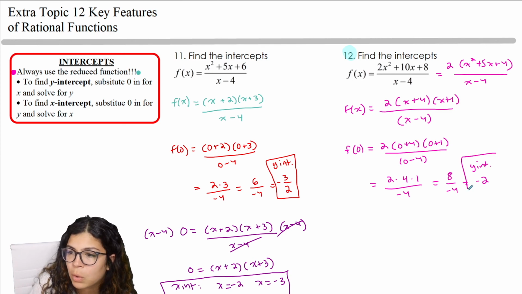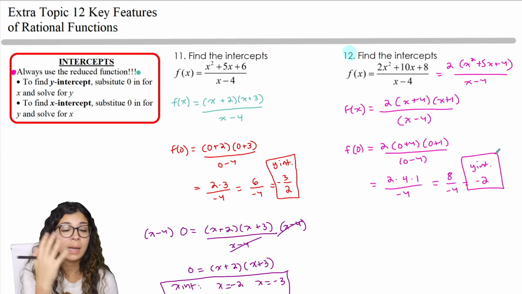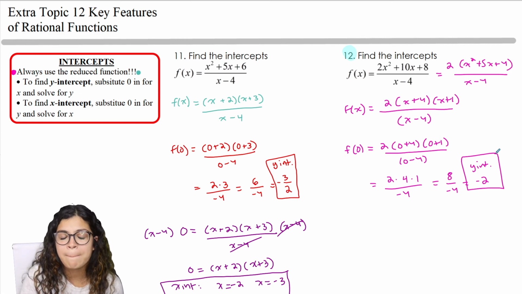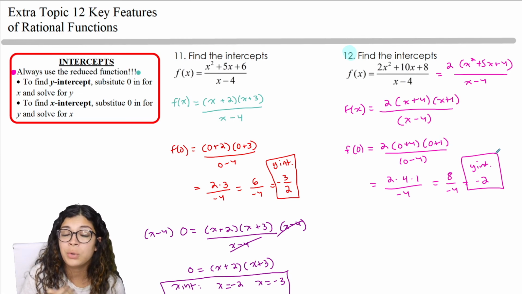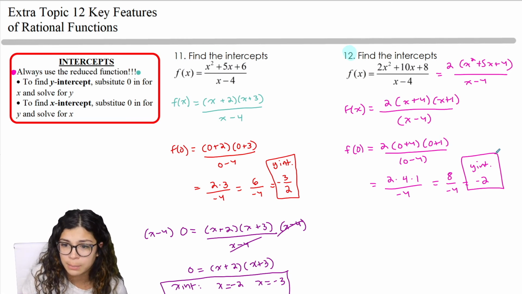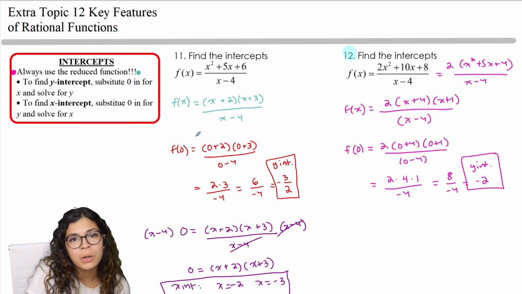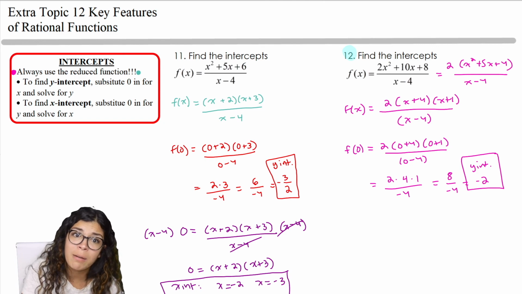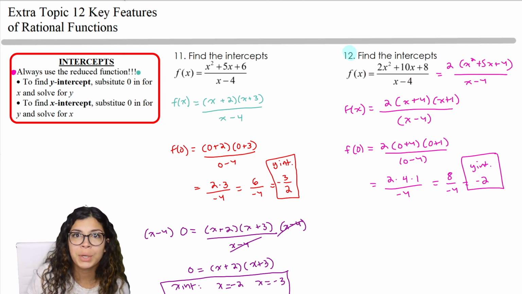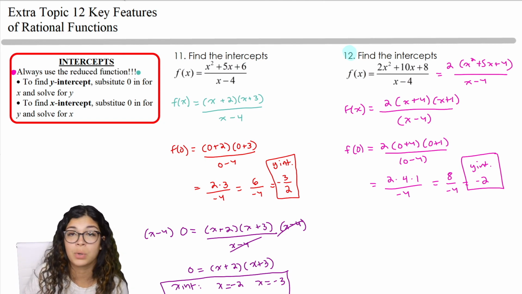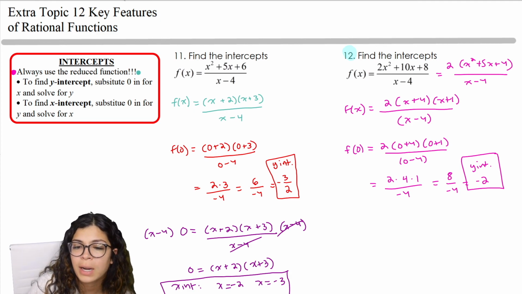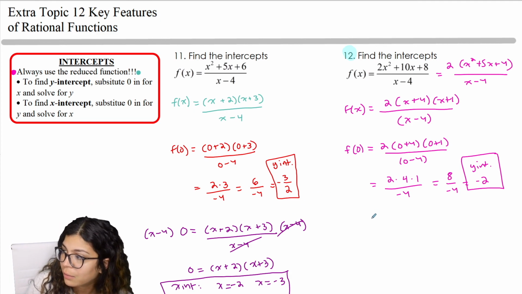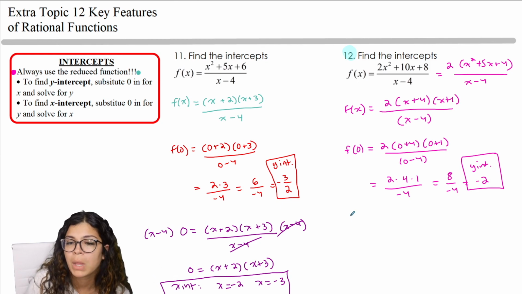And oh, by the way, side note, you can have at most one y-intercept, but you can have multiple x-intercepts, okay? Kind of like with vertical asymptotes, where you can have more than one, but you can only have one horizontal asymptote or oblique, right? So you can have more than one x-intercept, you can only have up to one y-intercept.